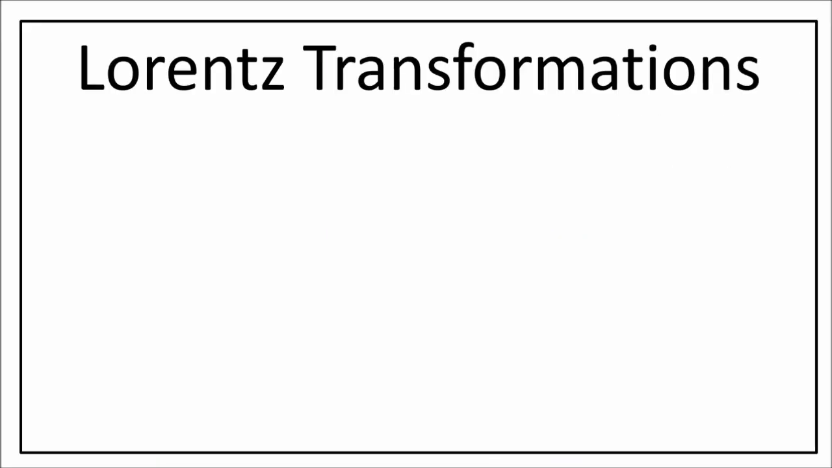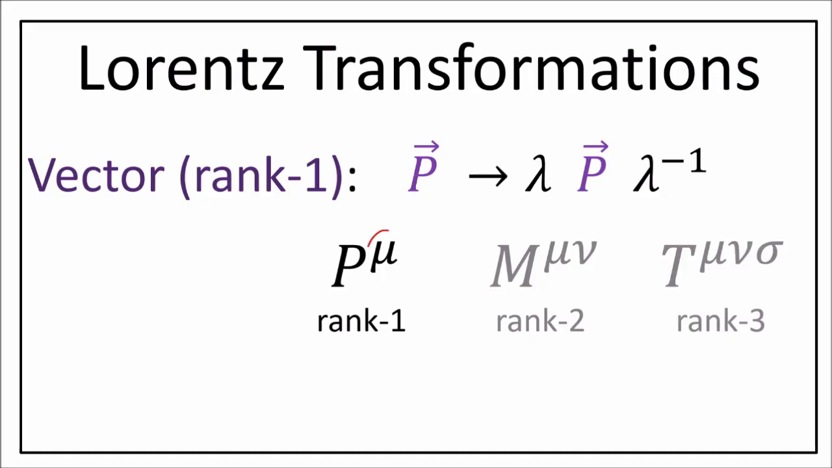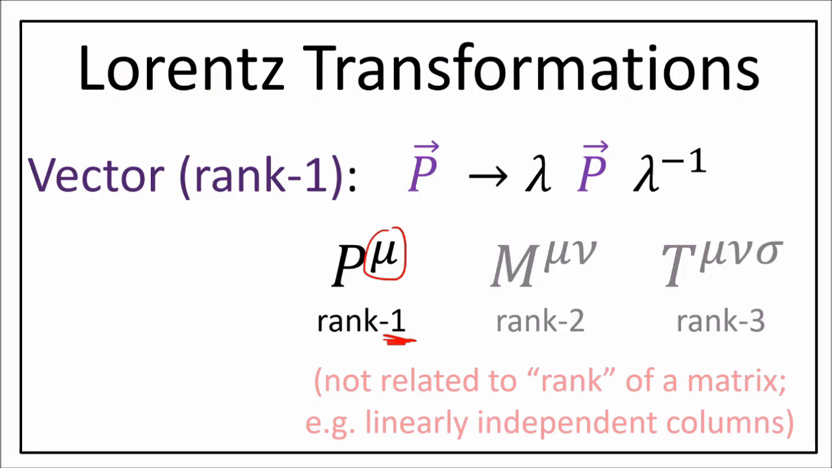So let's sum up Lorentz transformations. Rank 1 vectors transform with 2 lowercase lambdas. Vectors are called rank 1 tensors because they have one vector index. This is not related to the concept of a matrix's rank that comes up when discussing linearly independent columns.